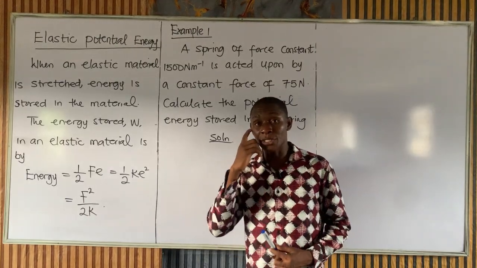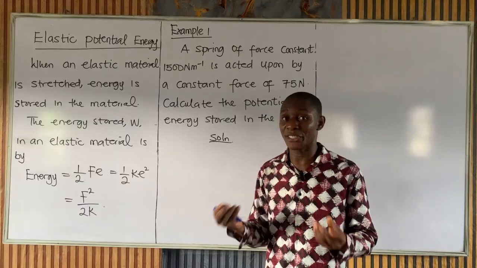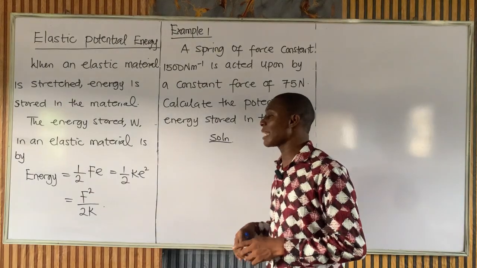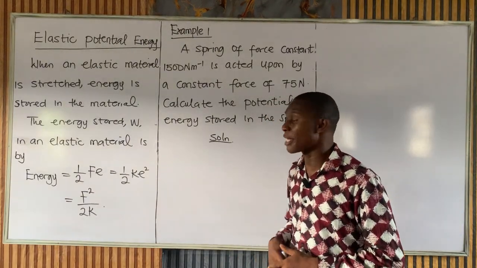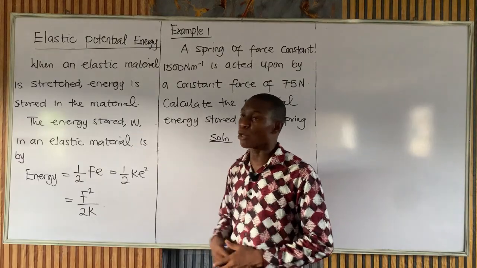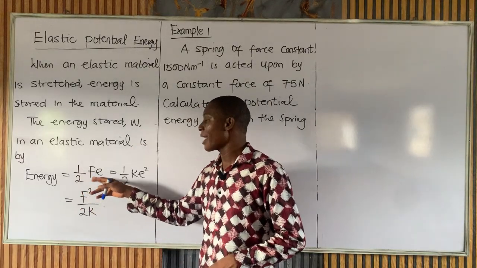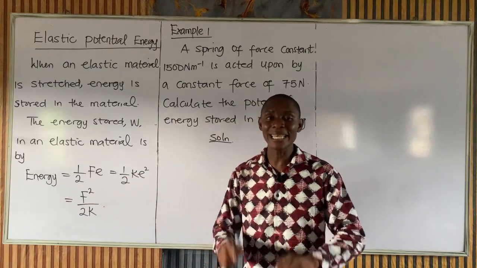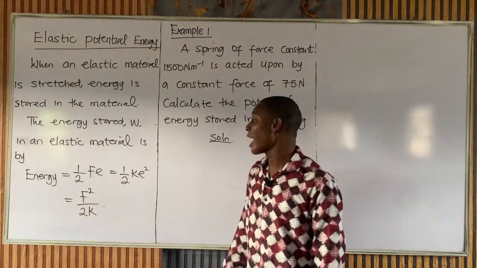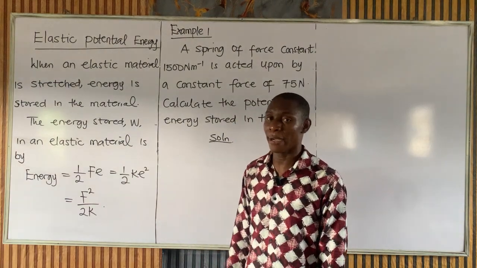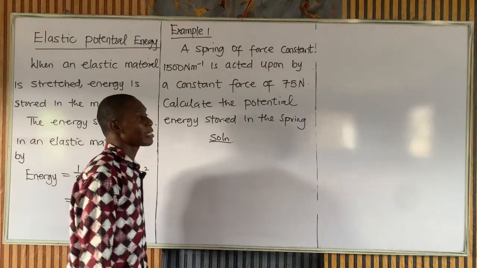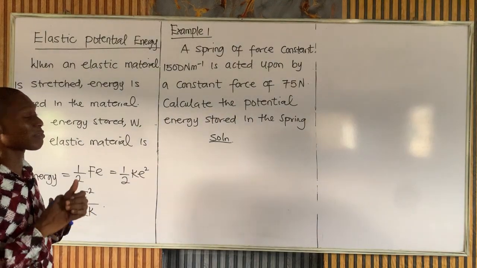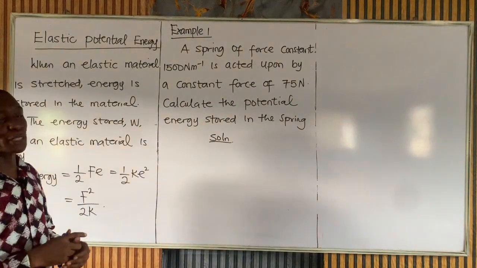Elastic potential energy. You see, when an elastic material is stretched or compressed, energy is stored in that elastic material, and the energy stored is known as elastic potential energy, and it is denoted by the letter W, and it's giving us half Fe or half Ke squared or F squared over 2K. It has exact same relationship or formula as that of work done by an elastic material. So let's take this example. Example 1. A spring of force constant 1500 Newton per meter is acted upon by a constant force of 75 Newton. Calculate the potential energy stored in the spring.